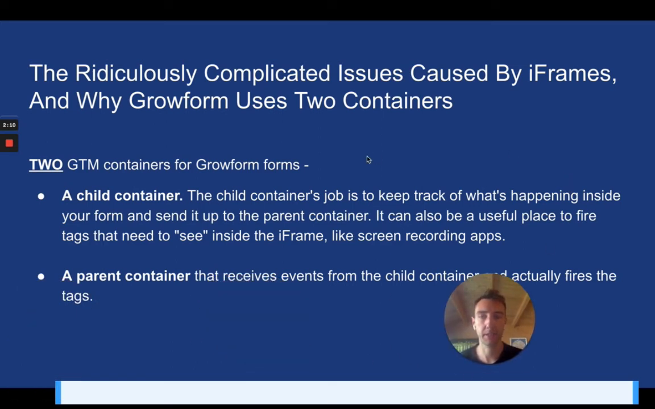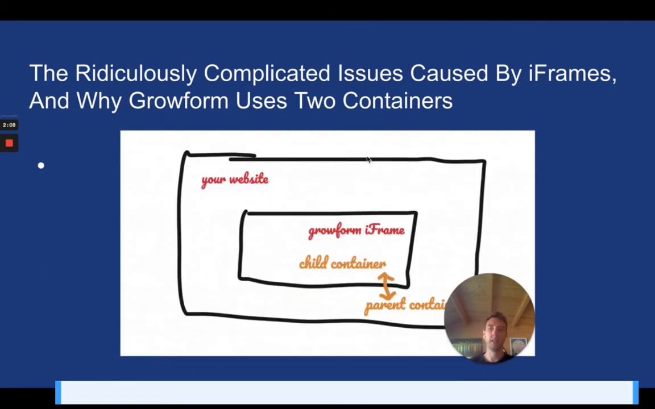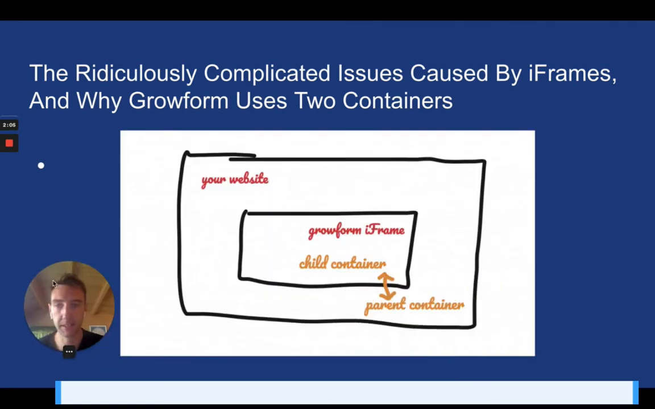So I should have another diagram on the next step. As you can see, we have that represented in diagram form. We have the Growform iframe. Inside of that is the child container. That is embedded on your website here. And on your website will be the parent container.